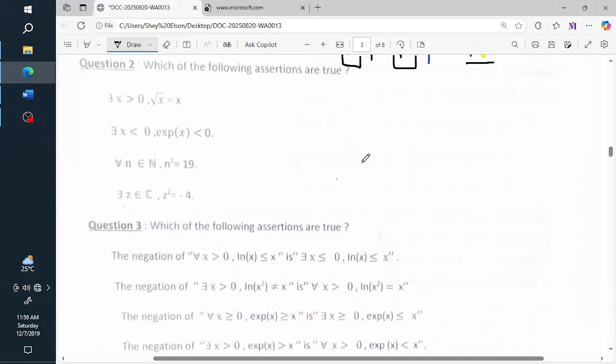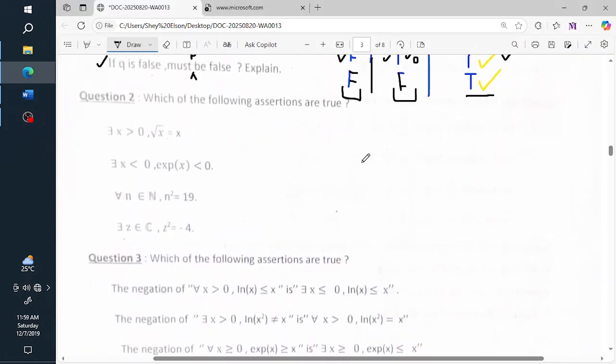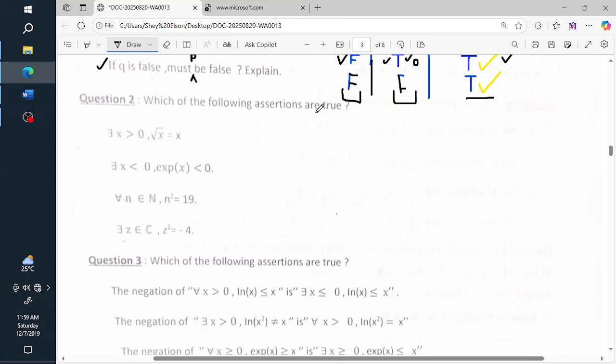Okay, so we are moving to question 2. Which of the following assertions are true? Remember that we are going to justify every assertion according to the instructions.